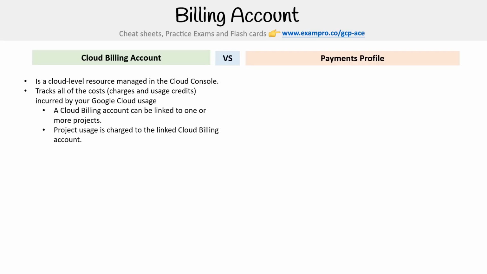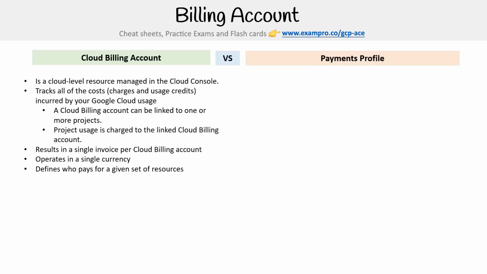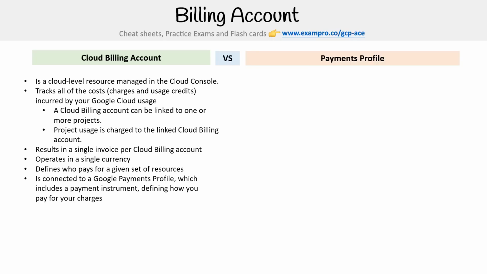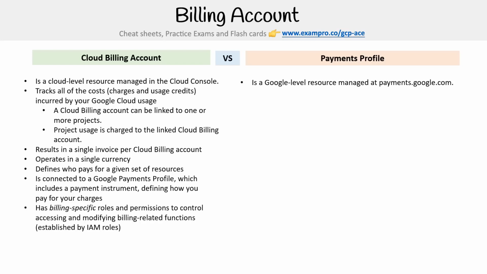Projects usage is charged to the linked billing account, results in a single invoice per cloud billing account, operates in a single currency, defines who pays for a given set of resources, is connected to a Google Payments profile, which includes payment instructions defining how you pay for charges, has billing specific roles and permissions to control accessing and modifying billing related functions, so established IAM.